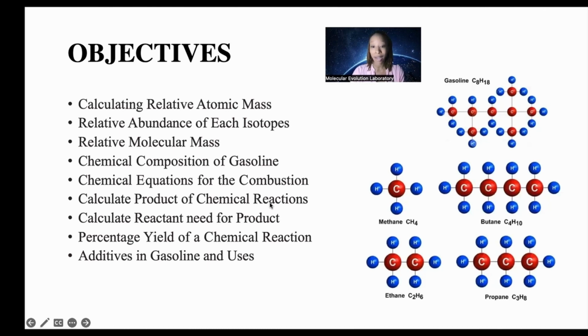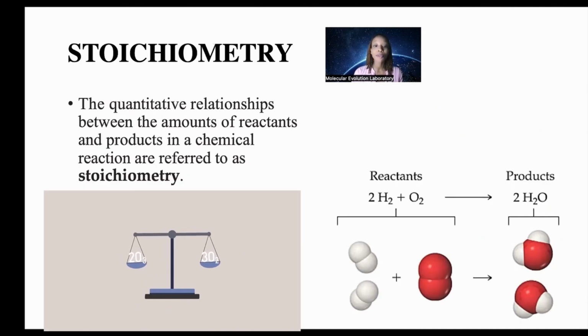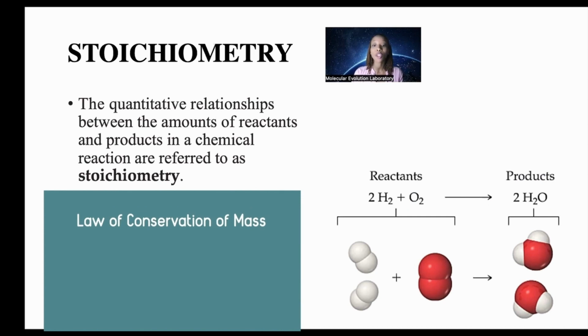Calculating the product of chemical reaction is very important, especially when you want to understand the percentage yield of a chemical reaction, and it also will assist in calculating the reactants needed for the product. It will also give an idea as to a quantitative value as to the reactant needed to produce a product. Gasoline additives can be alcohol such as methanol, ethanol, ethers such as methyl tertiary butyl ether, MTBE, tertiary amyl methyl ether, TAME, or tertiary THEME.